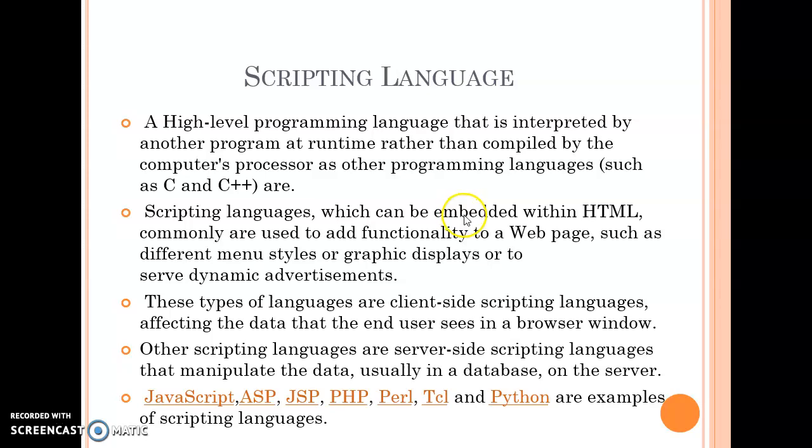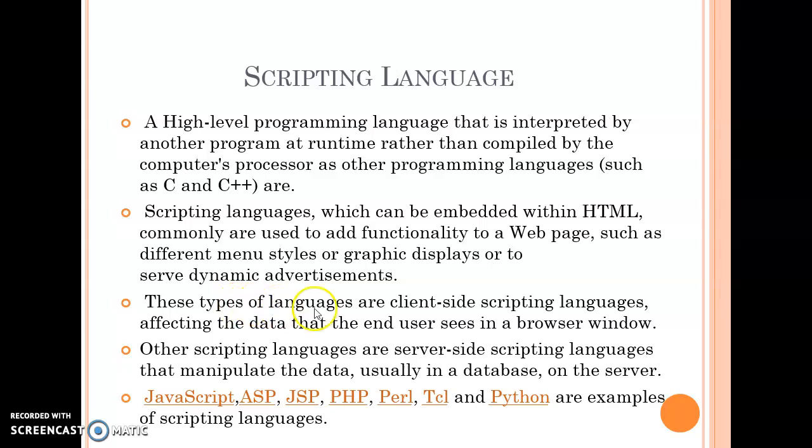Scripting languages are embedded within HTML. They are commonly used to add functionality to a web page, such as different menu styles or graphic displays, or to serve dynamic advertisements. So scripting languages are embedded in HTML.